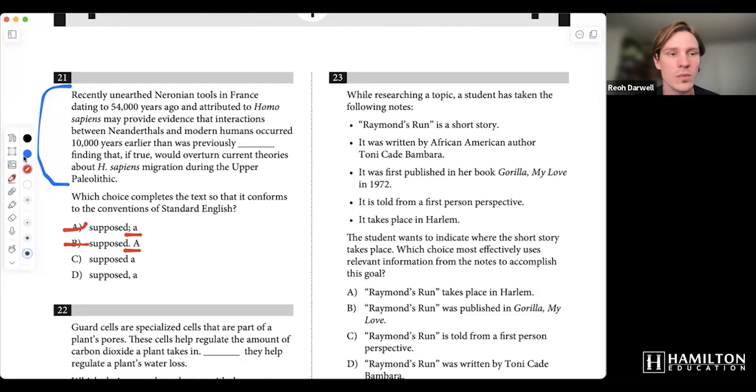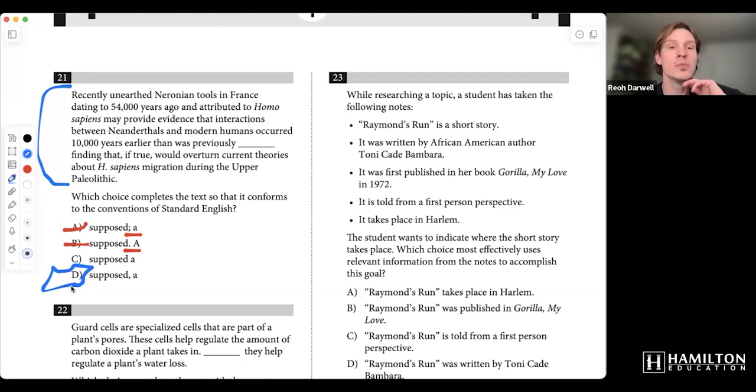So my correct answer here is D, because we just have an embedded transition that elaborates on what came beforehand using a comma, which is perfectly acceptable. All right, so that is how we arrive to D.